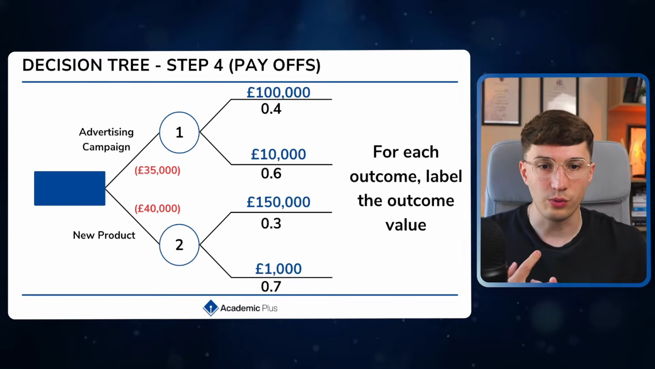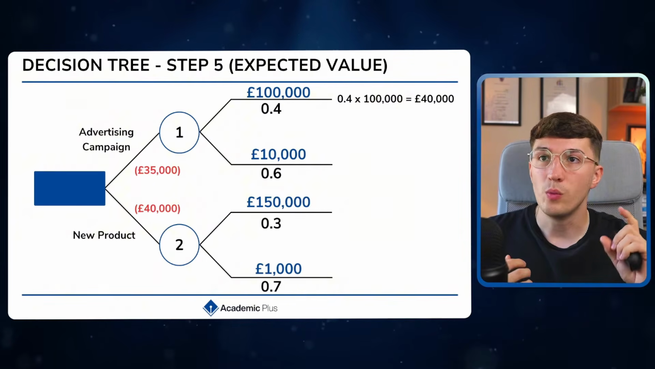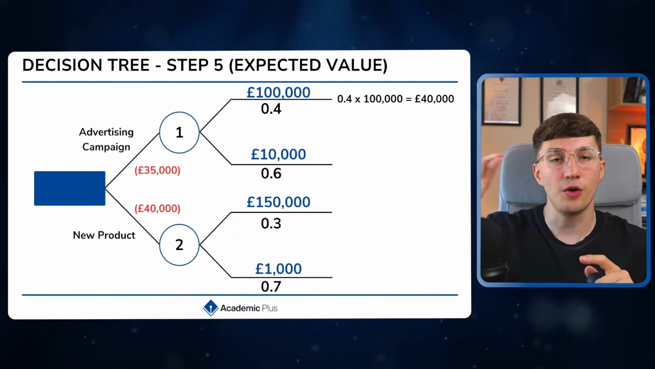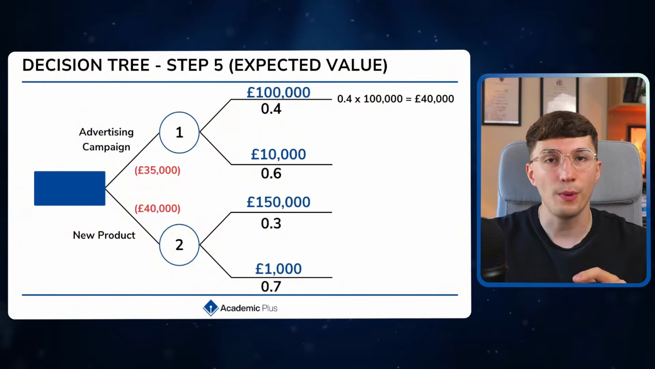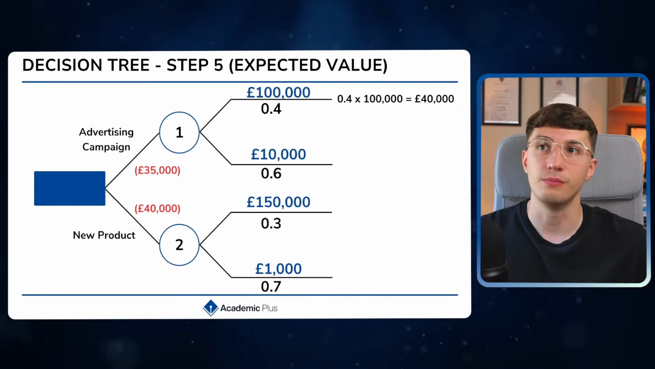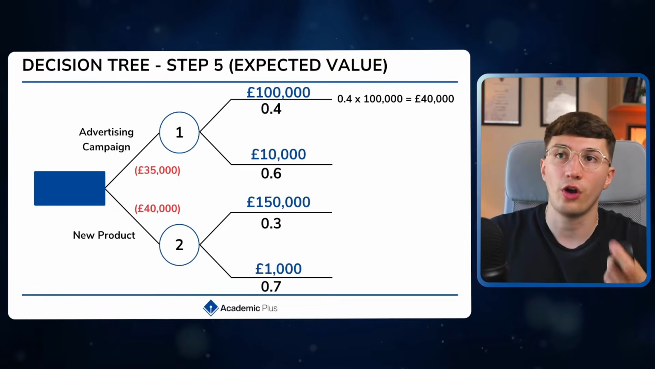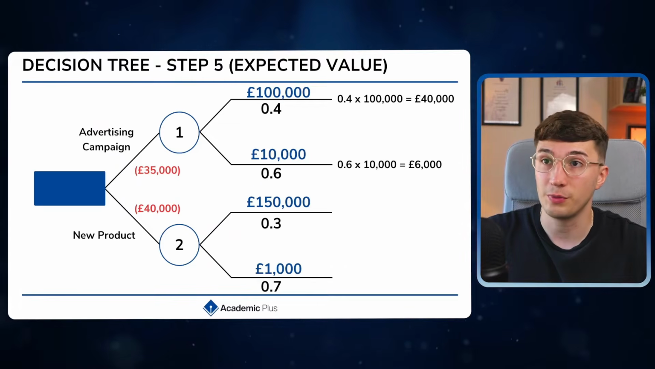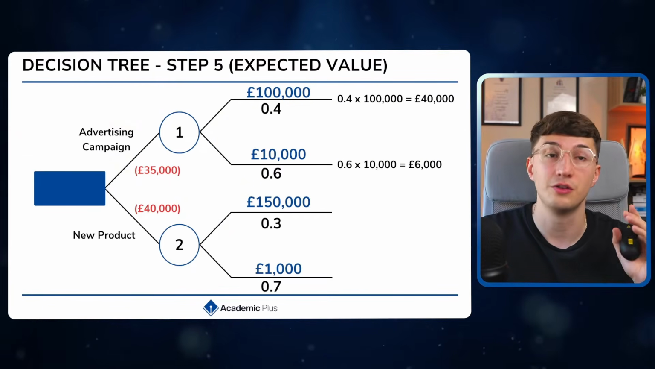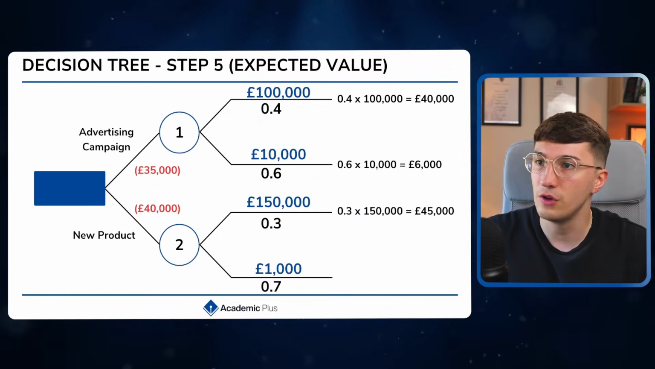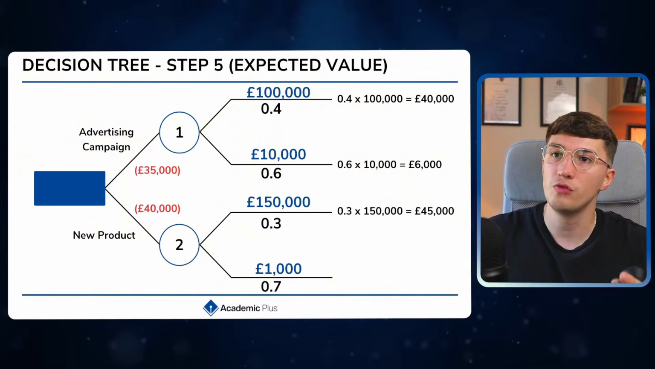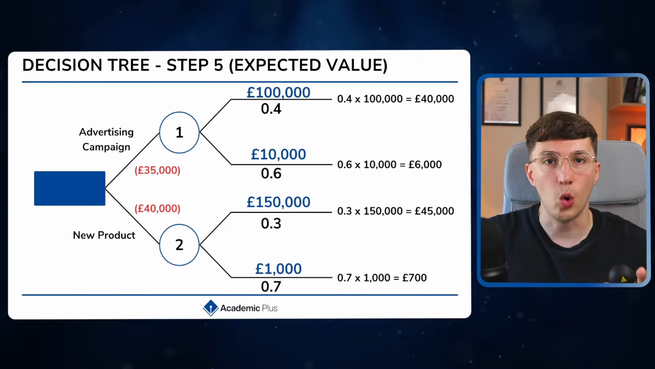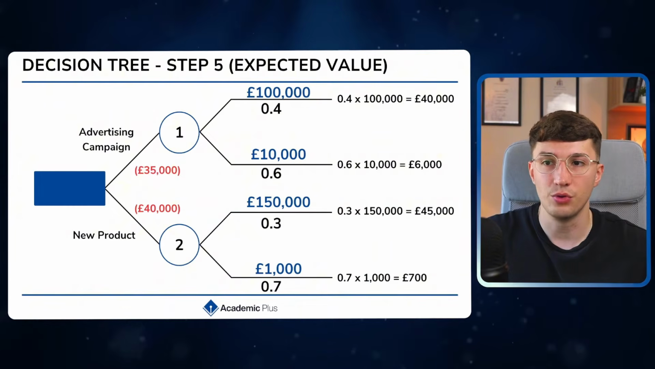Now, once we have all the outcomes and the probabilities, we want to start calculating the expected value. The first step is that for each of the individual branches, we take the probability times the potential outcome. For the first one, we do 0.4 times 100,000, which gives me £40,000. For the bottom one for the advertisement campaign, we do 0.6 times 10,000, which gives me £6,000. Same again for the new product, 0.3 times £150,000, which equals £45,000. And last but not least, 0.7 times 1,000 equals £700.